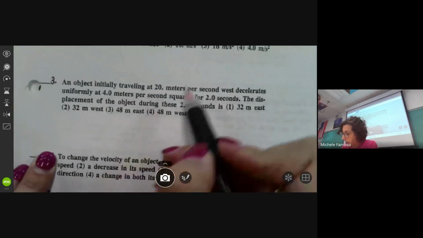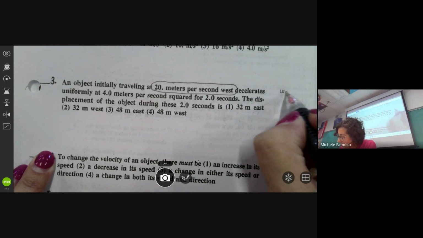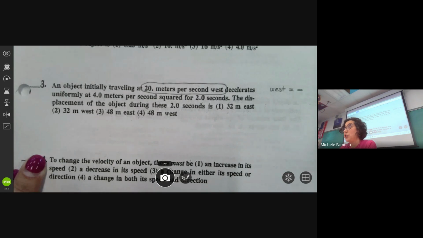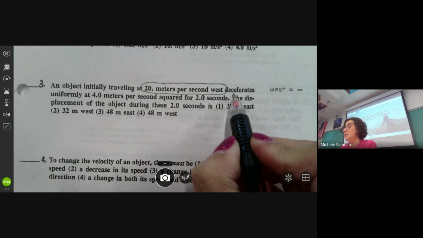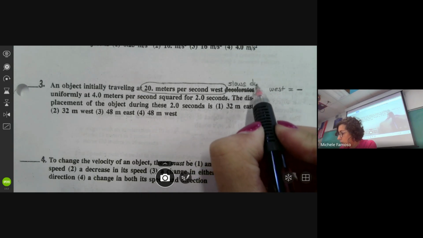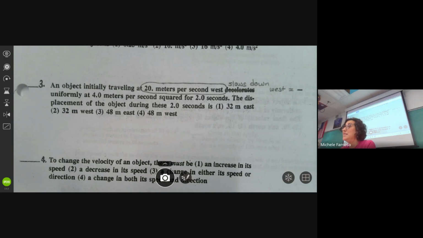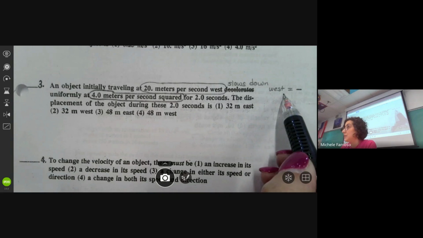We're initially traveling at 20 meters per second in the west direction. Usually we say that west is a negative direction, left. Now, you're not going to see this word on any exams that I give you. Decelerates was eliminated from the Regents curriculum in 1996. So instead, you're going to see that it tells you it slows down. And when we slow down, our acceleration is always opposite the direction we're headed in. So that means this value here for the acceleration would be opposite of west, or east, which is positive.